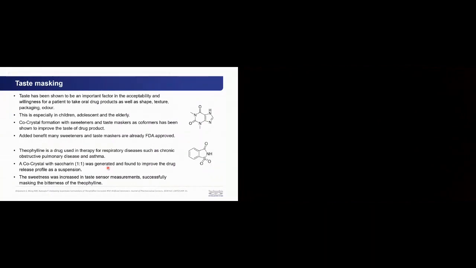Taste masking. Taste has been shown to be an important factor in the acceptability and willingness of a patient to take drugs, especially in children, adolescents, and the elderly. Co-crystals can be formed with sweeteners and taste maskers as co-formers, which have been shown to improve the taste of the drug product. An added benefit is that a lot of these sweeteners and taste maskers are already FDA approved for application in food.